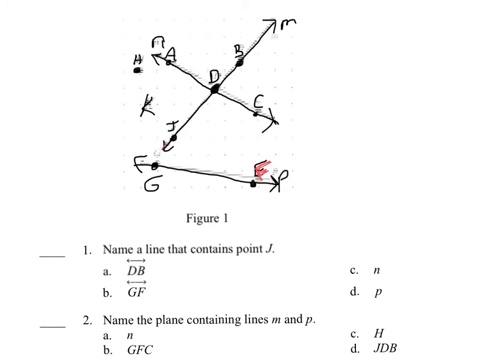That is not this line right here containing point J. So that's not it. Line N, this is line N, that is not it. And then line P, which again is right here, so no, that is not it either. So my answer to number 1 is A. Okay, moving to number 2.